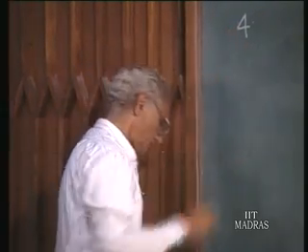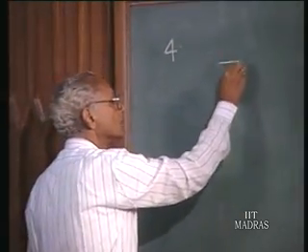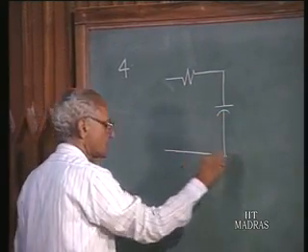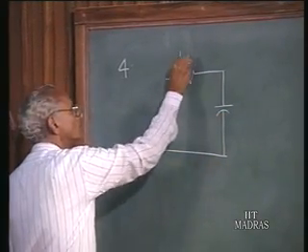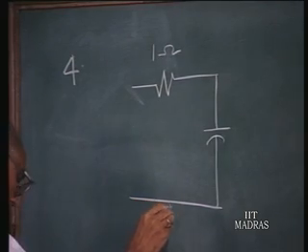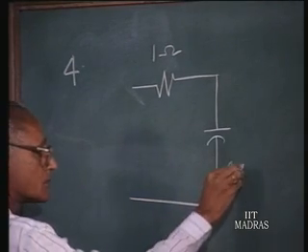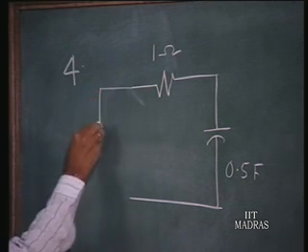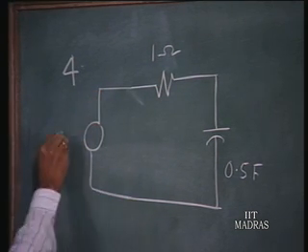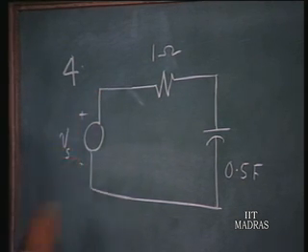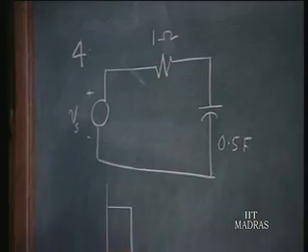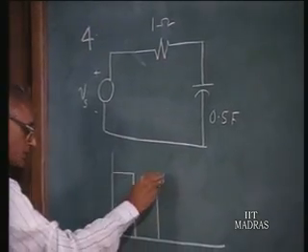Problem number 4, we have a series circuit containing a resistance R of 1 ohm and a capacitor of 0.5 farads, and this is connected to a voltage source Vs, which has got a discontinuous character. It's a set of periodic pulses.